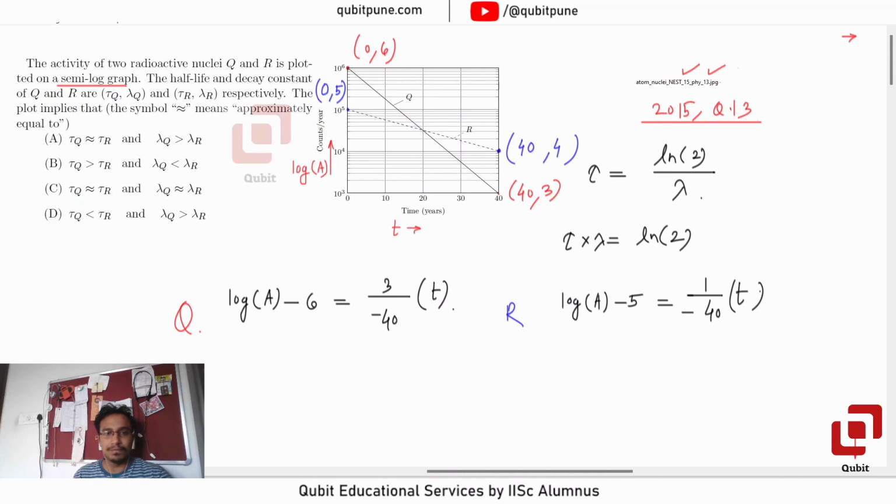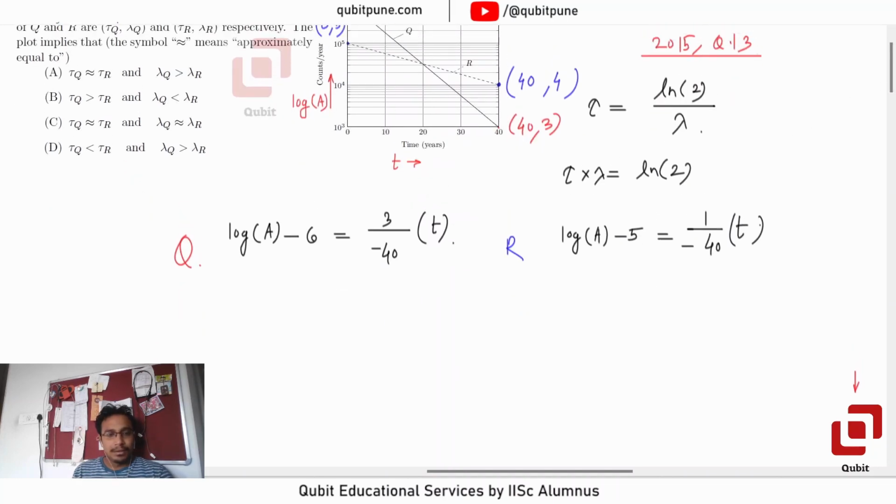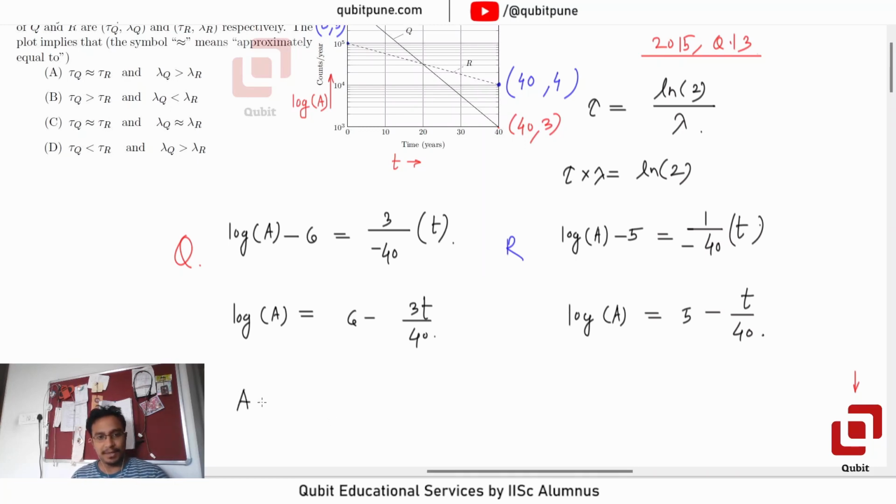Now let's go for log of A. For Q, that will be 6 minus 3t by 40, and for R, log of A would be 5 minus t by 40. So what will be A? A will be 10 raised to 6 minus 3t by 40. Here A would be 10 raised to 5 minus t by 40.